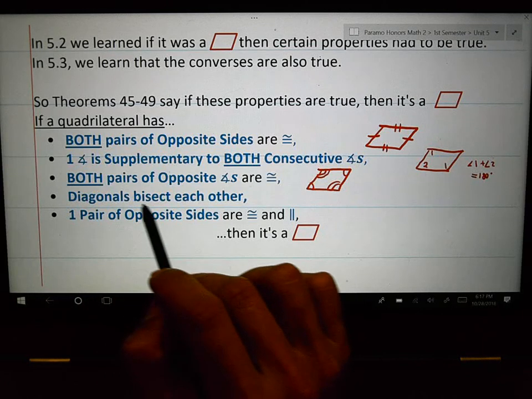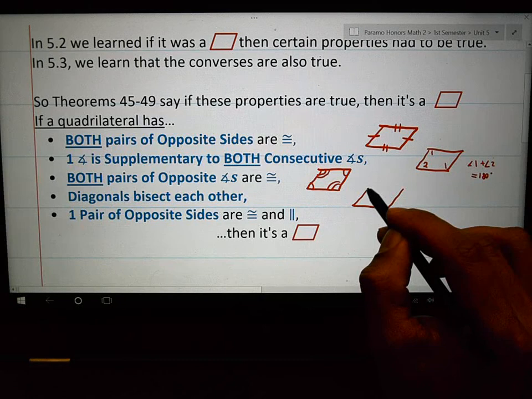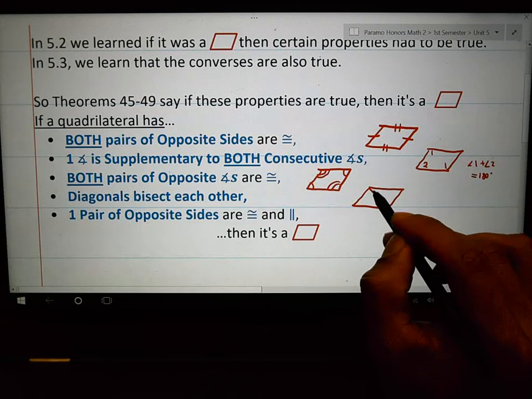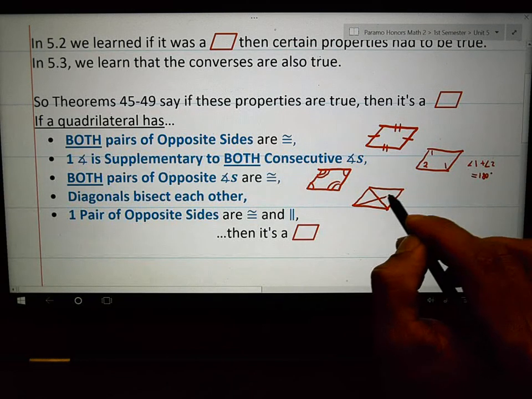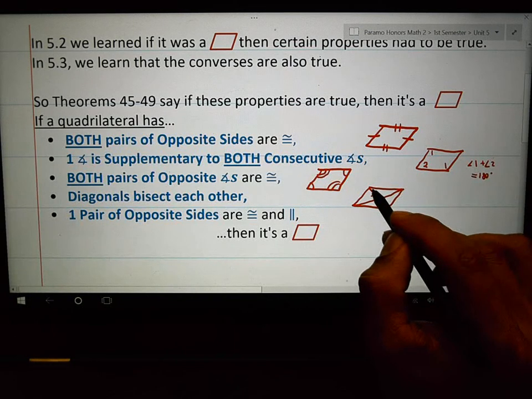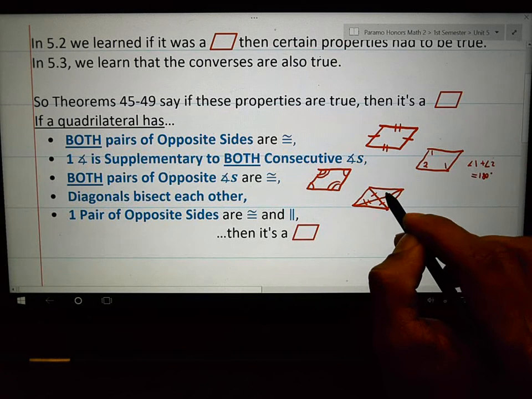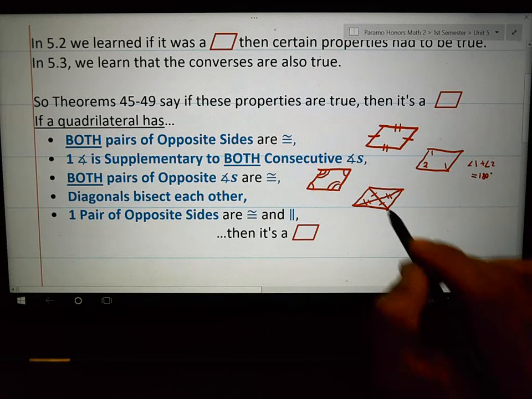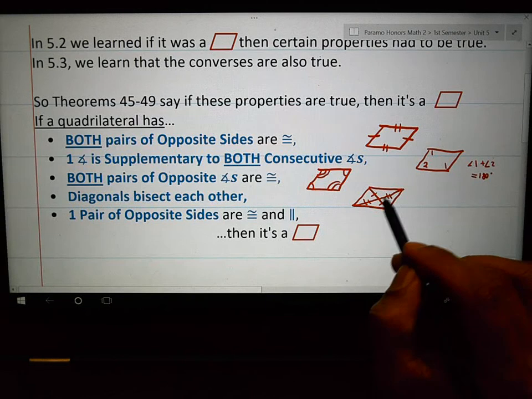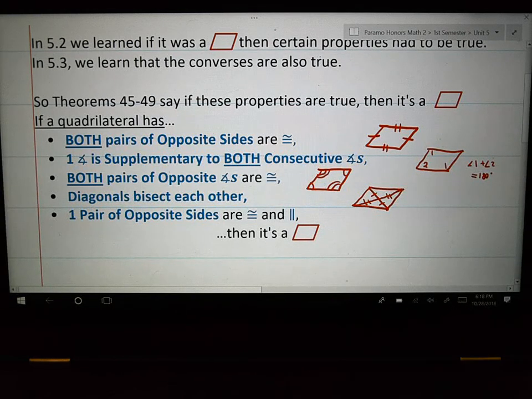If the diagonals bisect each other, if this diagonal from this corner to this corner cuts the other diagonal into 2 congruent pieces, this one goes through the midpoint, and this one goes through the midpoint, then these 2 pieces will be congruent to each other, and these 2 pieces will be congruent to each other. Therefore, it would be a parallelogram.